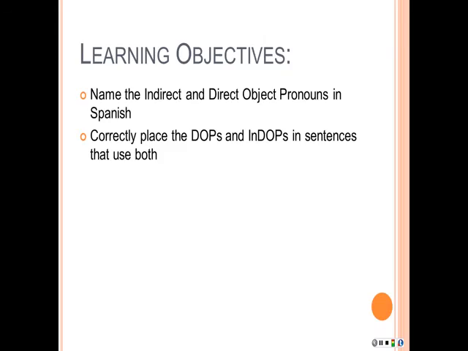The learning objectives are that you can name the indirect and direct object pronouns in Spanish. You should be checking that off your list already. We've done that. And correctly place the direct object pronouns and indirect object pronouns in sentences that use both. And that, my friend, is going to be the tricky part.